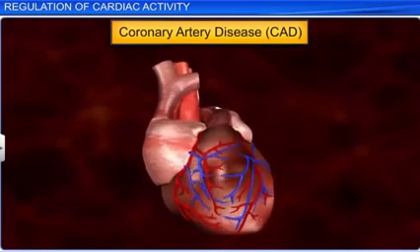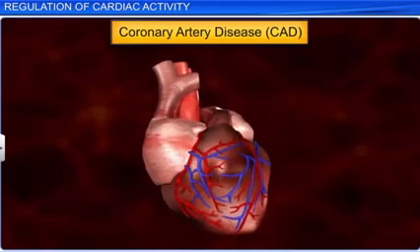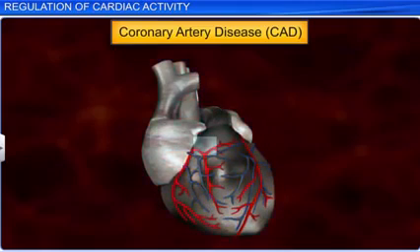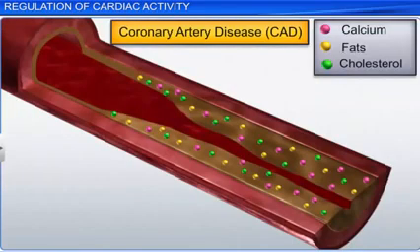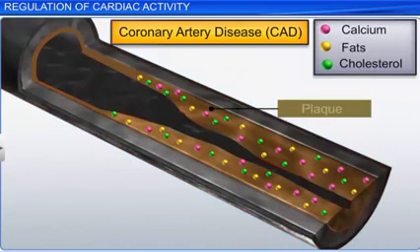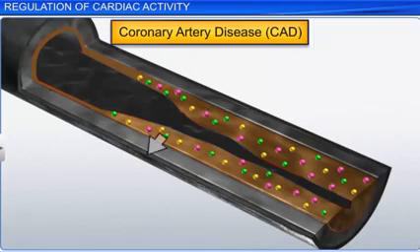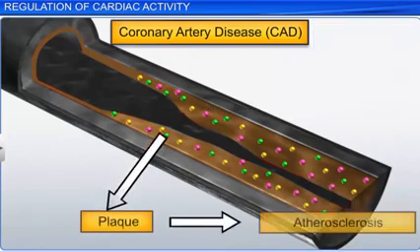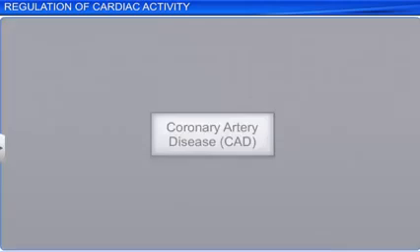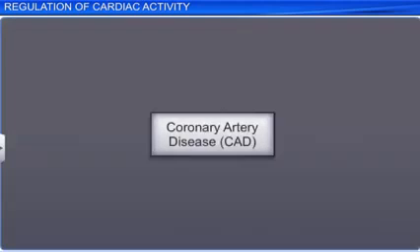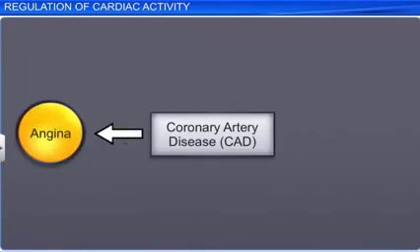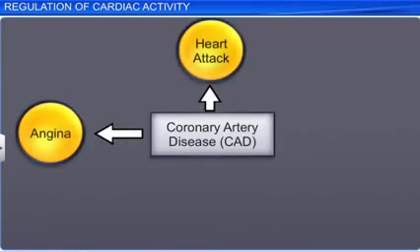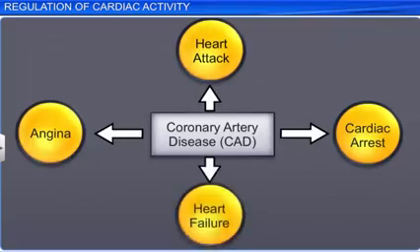Coronary artery disease, or CAD, affects the coronary circulation of the heart. Calcium, fats, and cholesterol together accumulate and form plaque in the coronary artery and reduce or obstruct the blood supply to the heart. This accumulation of plaque is called atherosclerosis. Some of the symptoms of CAD include angina, heart attack, cardiac arrest, or heart failure.